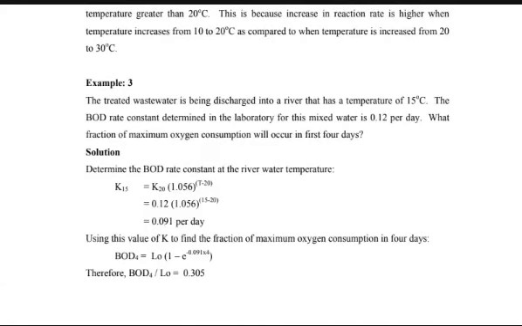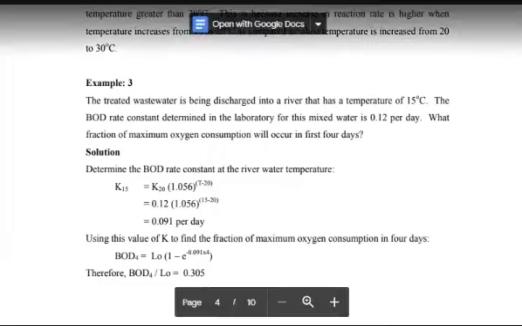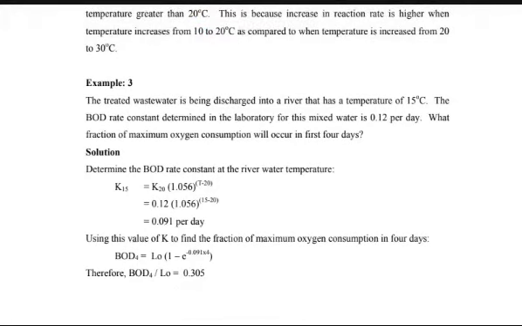Okay, what values are given? Let's see the first value. The temperature is mentioned. When the treated water is discharged into the river, it has 15 degrees Celsius. And what is the rate constant? The BOD rate constant when tested in the laboratory was found to be around 0.12 per day. It means the value of K at 20 degrees Celsius, because we found the value of K at 20 degrees Celsius in the laboratory, it is 0.12 per day. So the rate constant is 0.12. And what is the question they ask? They ask what fraction of maximum oxygen consumption will occur in the first 4 days.